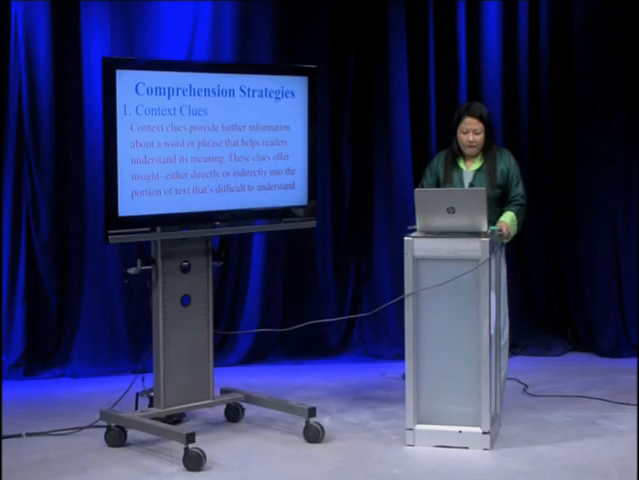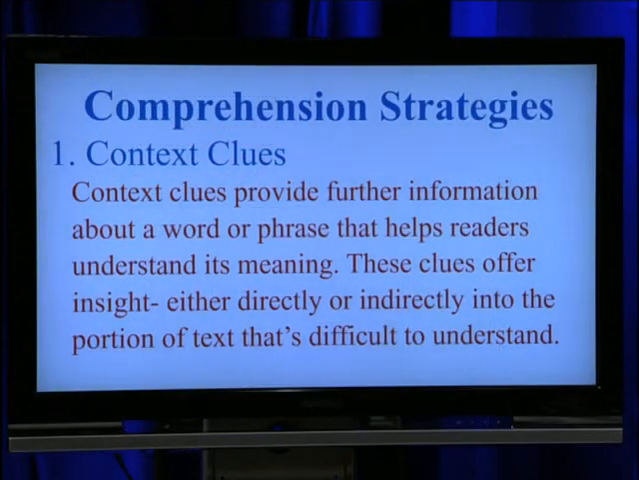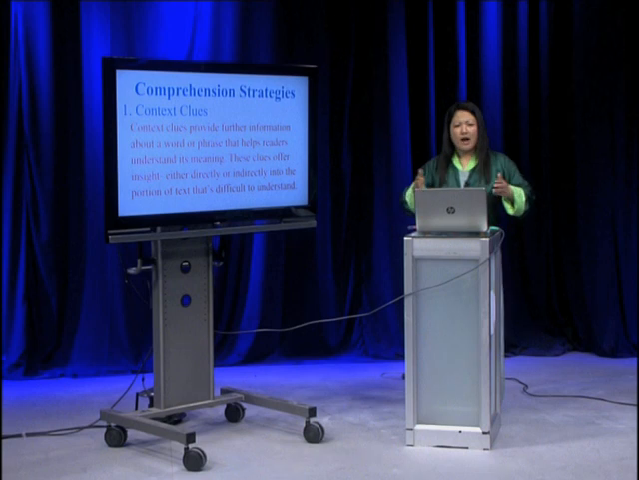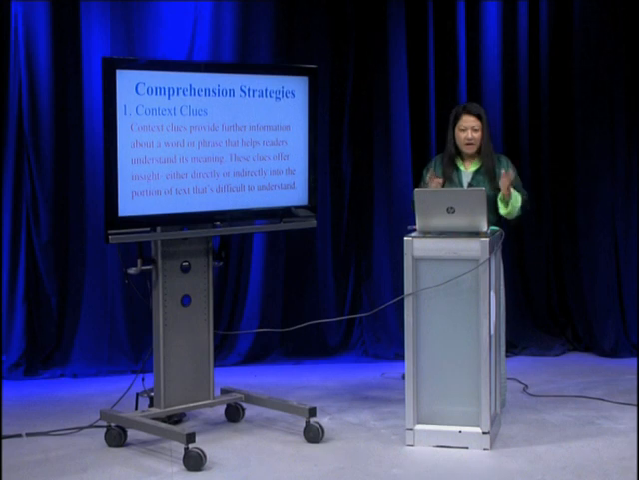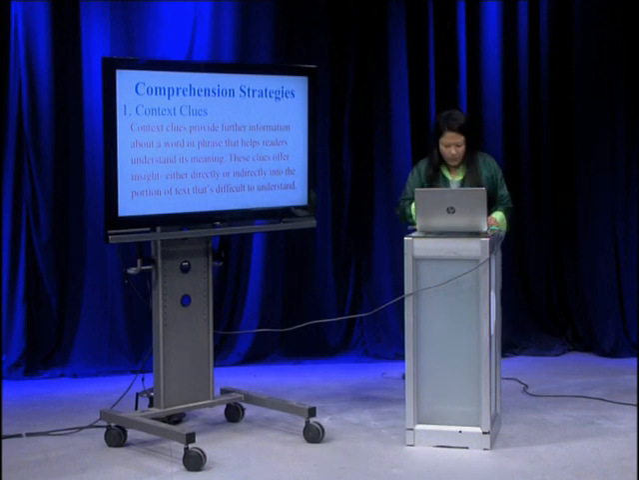Context clues provide further information about a word or phrase that helps readers understand its meaning. These clues offer insight, either directly or indirectly, into the portion of the text that is difficult to understand. Many of the times, the writers leave clues. You just have to read the next sentence or maybe the whole paragraph. Most of the time, I assure you, you will find the clues.